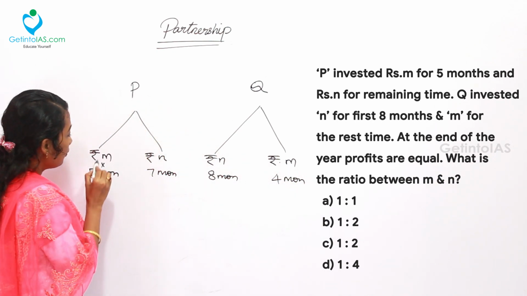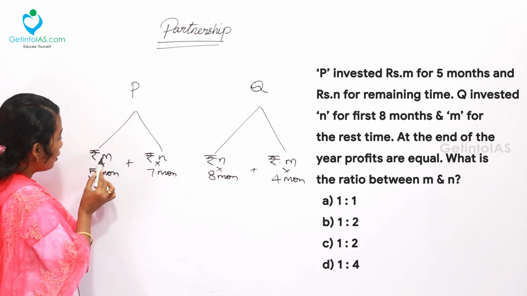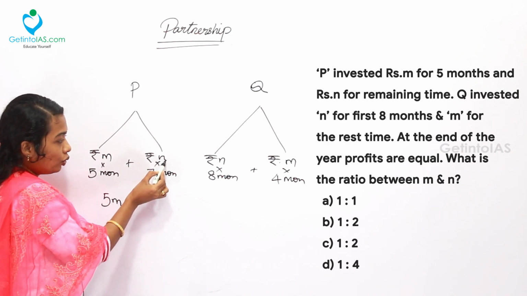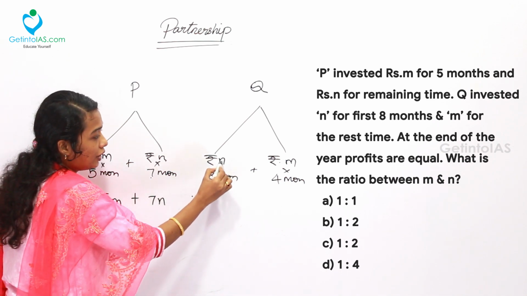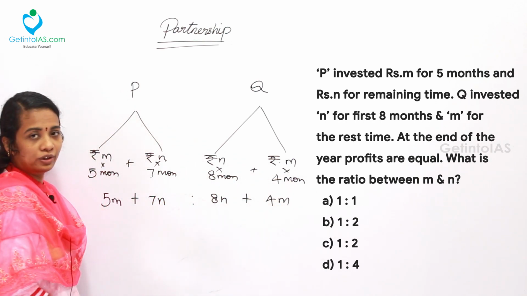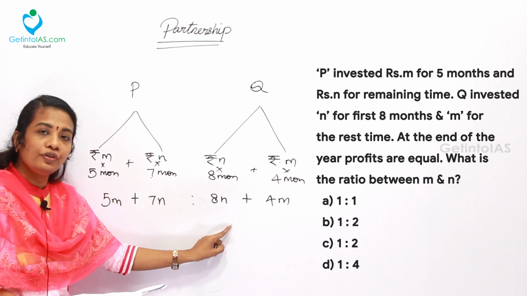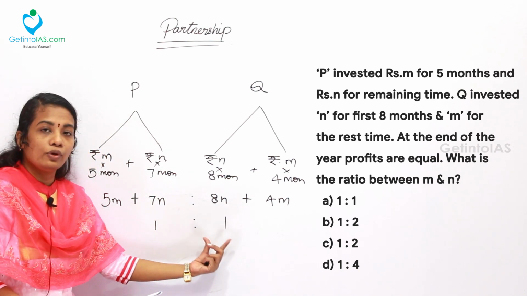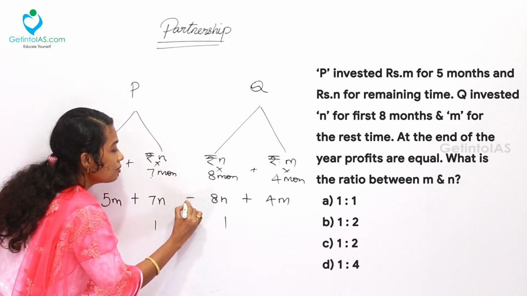Now you can get the product of these values and sum it up. Here also you want to do the same process. So here M into 5, 5M plus 7 into N, 7N, ratio 8 into N, 8N plus 4 into M, 4M. That's all. These are very basic questions. So this is the profit ratio, which is equal. Equal means 1:1. So both are equal, meaning directly you can substitute the equal symbol over here.